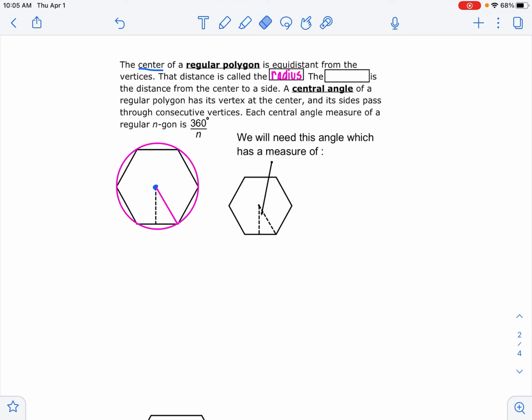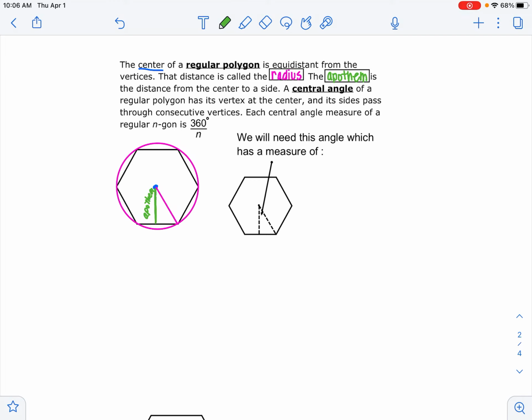Now, if you look at this other piece right here, the distance from the center to a side, which is right here, that is not a radius. That is called the apothem. Some people pronounce it differently, and I personally pronounce it my own way. So that's the distance from the center to the center of a side. So this is an apothem right here.